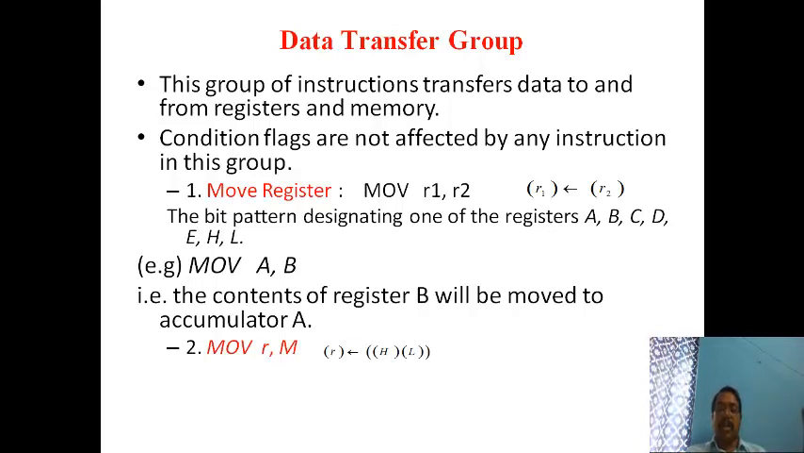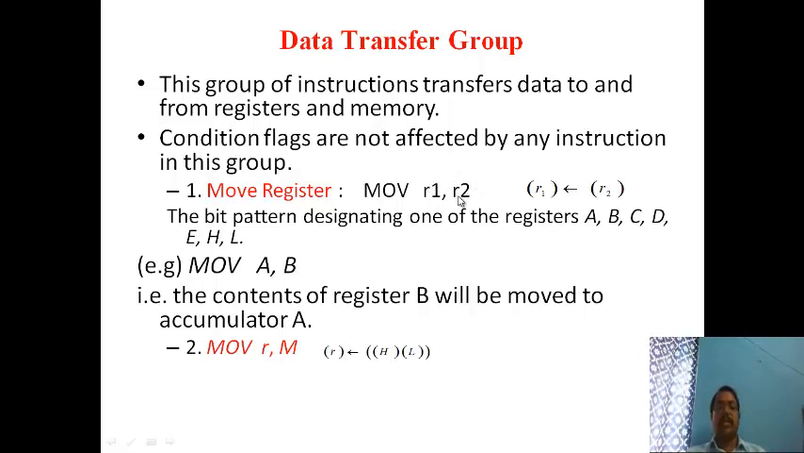Now you are going to transfer data from one location to another location. The first instruction, instruction number 1, is move from a register to a register. Please see that we have written it as MOV R1, R2. You have to be very clear: the move goes from the right-hand side to the left-hand side. So the right side is your source and the left side is your destination. So the value of R2 is moved to R1.